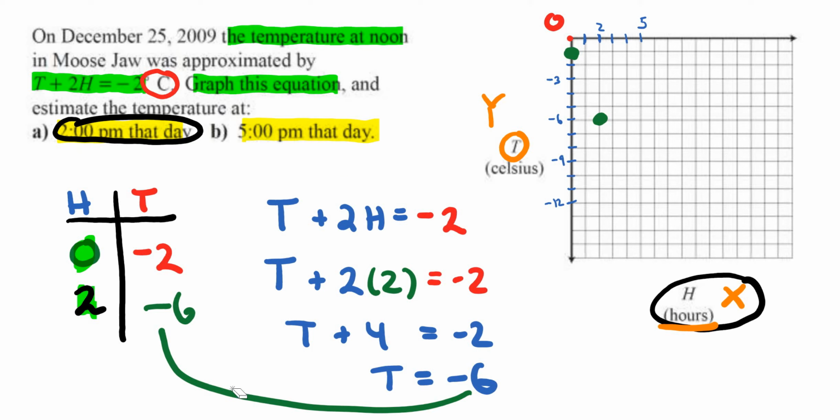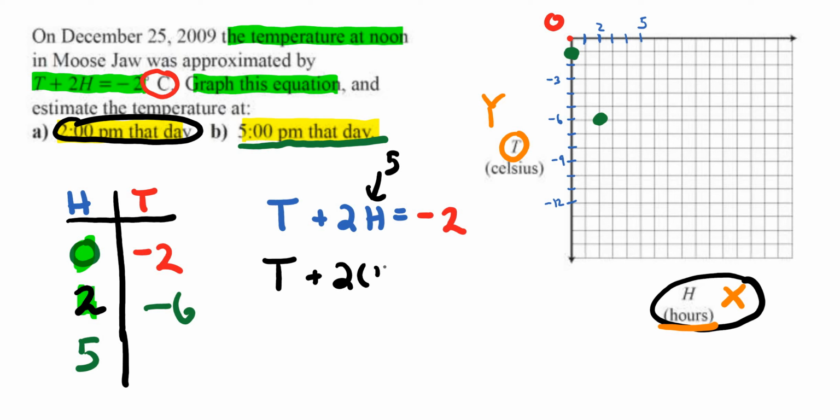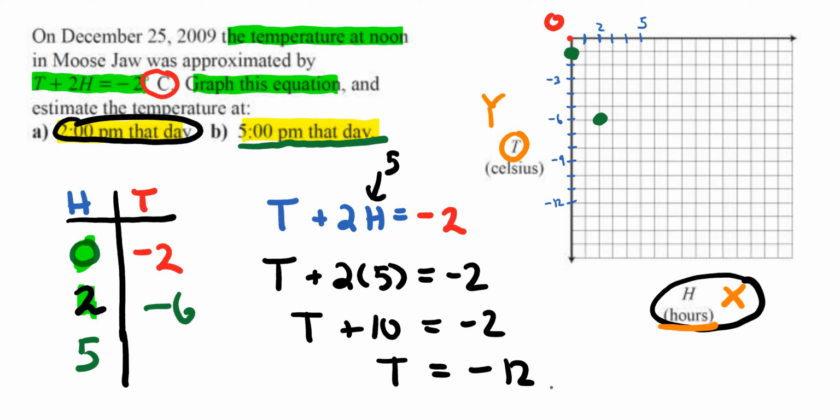Okay, and then after that, let me just erase this. The final thing we have to do here is find the temperature at 5 p.m. that day, so that means the hours will be 5. And then this will be replaced with 5, so this will be t plus 2 times 5 equals negative 2. This means t plus 10 equals negative 2, and that means my temperature is going to be negative 12. All right, so at 5, if I line this up correctly, it's about there, right? So after 5 p.m., the temperature is negative 12 degrees Celsius.